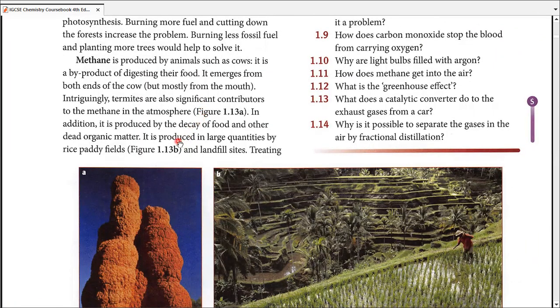Bacteria produces a lot of methane when they are going through the decay process. कोई भी dead organic matter पड़ा हो, fallen leaves हो, plant के parts हो, कोई dead animal body हो, bacteria से heat up कर रहे हो, ये करते हैं.